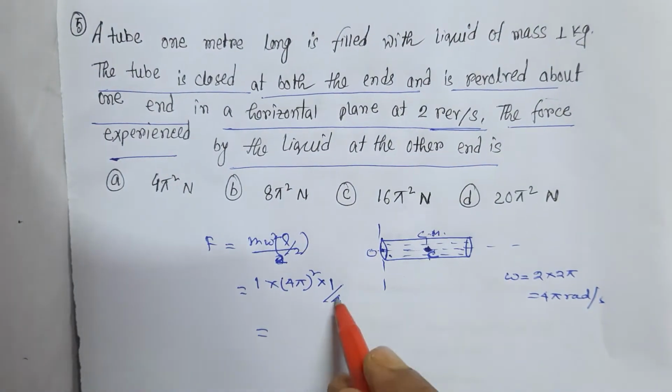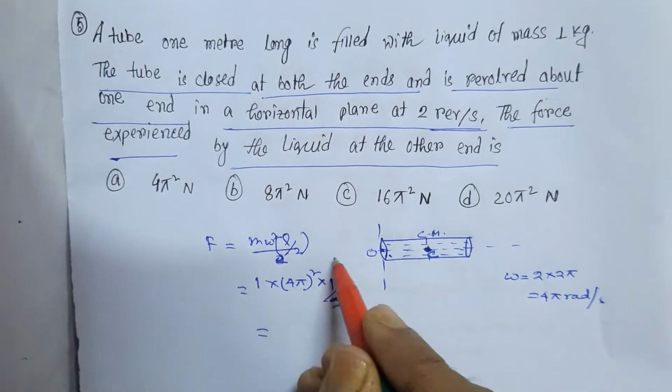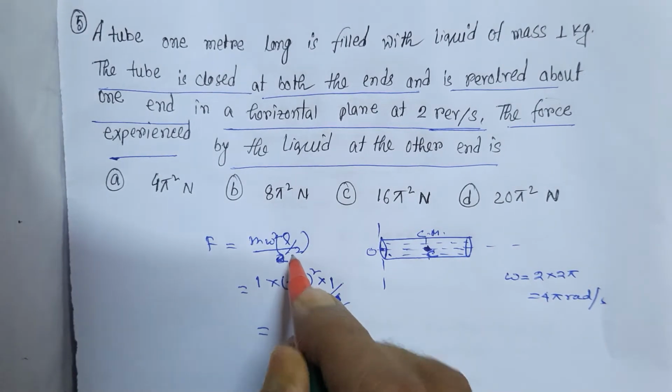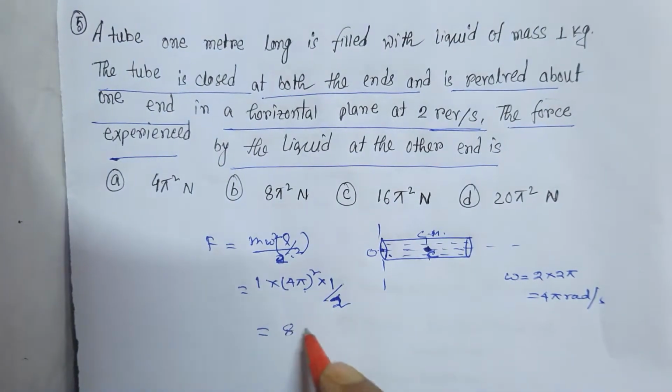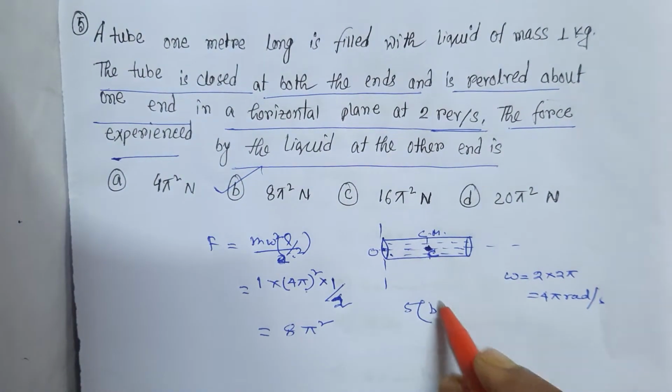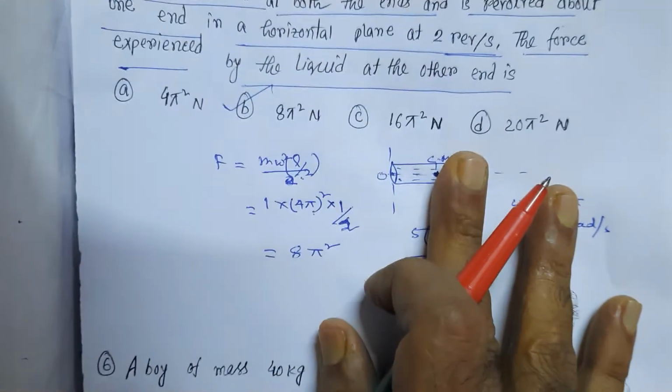So our correct option is m omega square L by 2, m into omega square, 4 pi whole square, and L by 2 is half, so it is 8 pi square. So B is the correct answer. So the correct answer to the question number 5 is B.